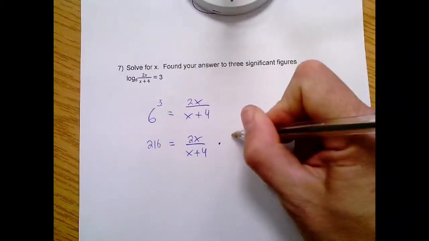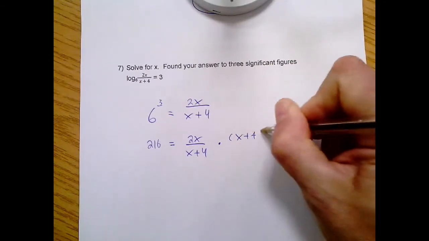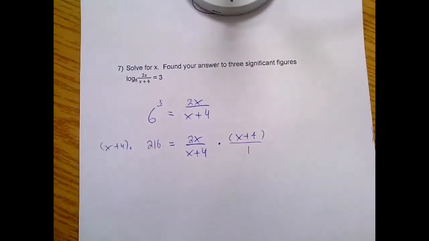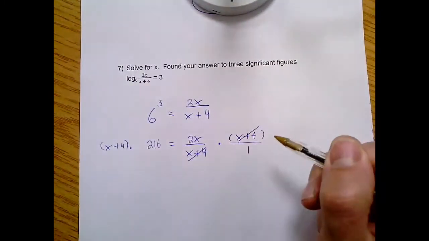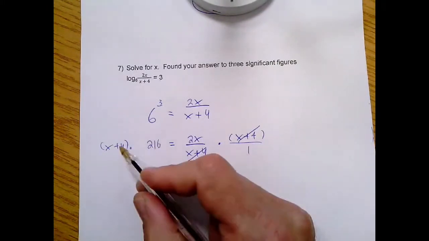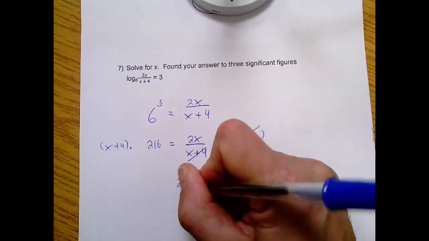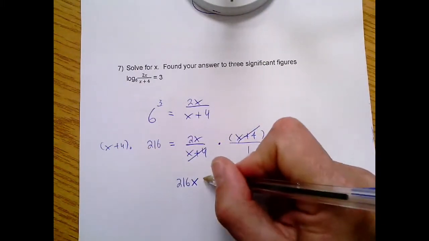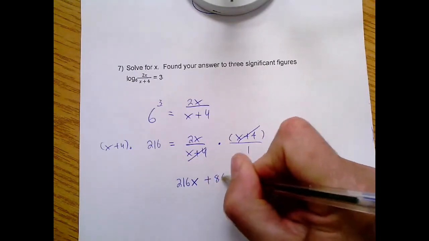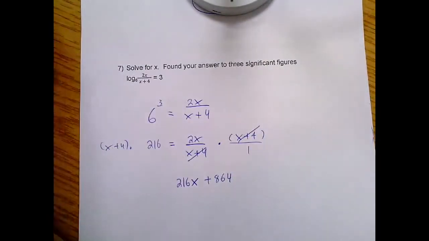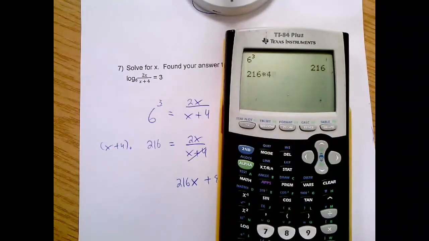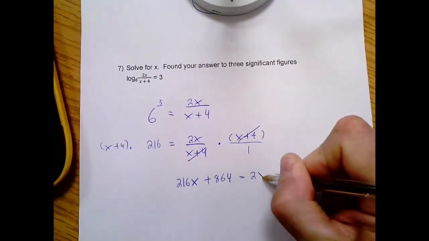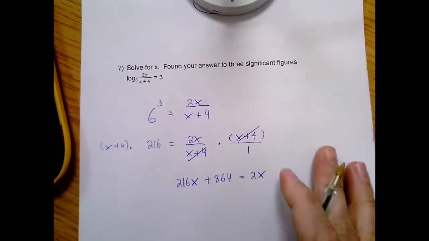Okay, let's do that. Let's do some good math. If I multiply both sides by x plus 4, how's that? Okay, these cancel. And then we distribute. So 216 times x is 216x. And 216 times 4 is 864. I'm going to double check that. I think that's right, but let's just see. 216 times 4. Yeah, 864. Good. Okay, and that's going to equal 2x. There you go. So now we've got to solve for x.